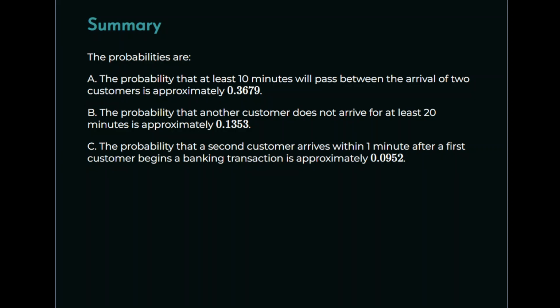So that's them all there. That's the three probabilities that we're asked to calculate. The probability of t being greater than or equal to 10 minutes is 36%. Likewise for 20 minutes, the probability of the inter-arrival time exceeding 20 minutes is 13%, 0.1353. And for an inter-arrival time of less than 1 minute, the probability is 0.0952, which is 9.5%. Okay, which is not negligible. We'll leave it there.